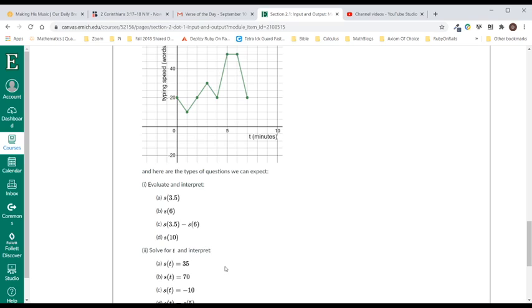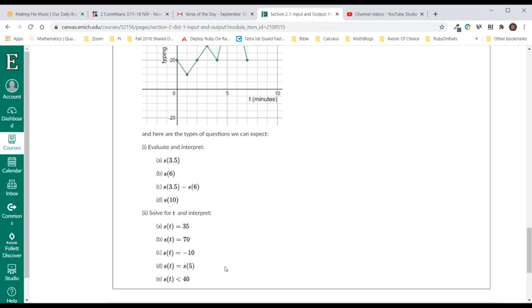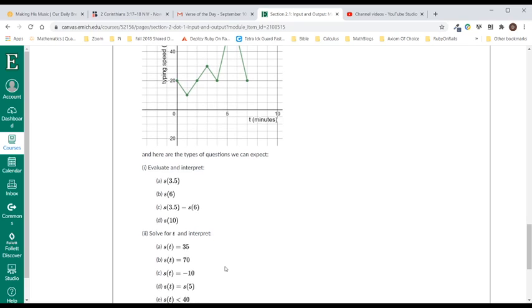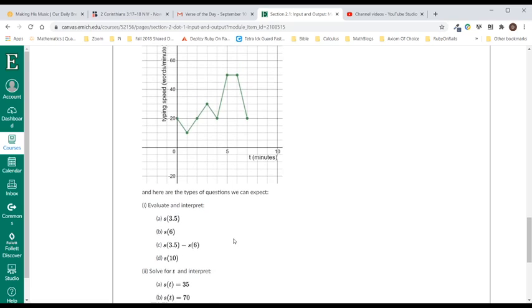Now, those were about plugging in inputs. When I look at part 2, this is about finding inputs for specific outputs. For example, the first thing says, find all the t values where the typist rate is 35 words per minute. So I'm going to go up to 35 words per minute, which is right here, and just try to find the dots that are that same height. Well, that's this dot and this dot.